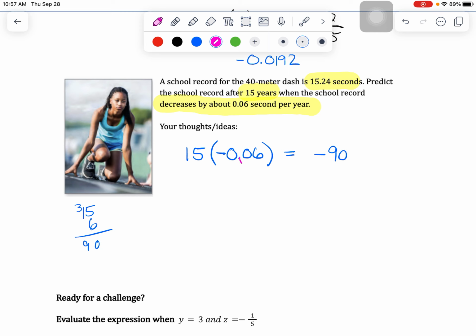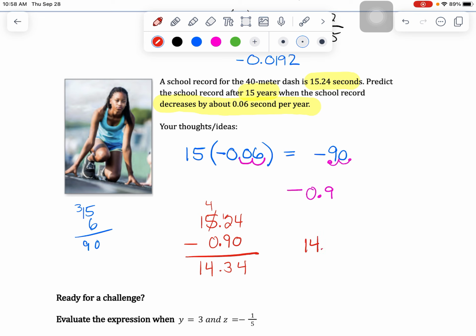Okay, but those decimals do exist, so I need to go back and put them in, right? To move it to 6, I would have to move this twice. So I need to move this decimal twice. So it ends up being negative 0.9. So if the record goes down by 0.9 seconds, and we started at 15.24, right, and I'm taking that away, making sure I'm lining up my decimals, okay, I am going to end with 14.34 seconds.